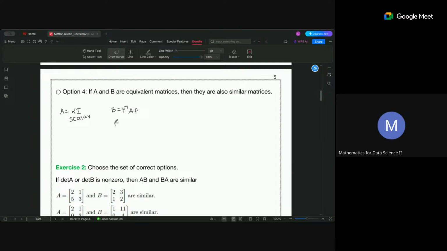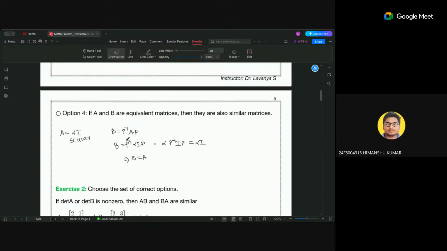Then your B is P inverse alpha I times P, and alpha is just a scalar, so you can bring it out of the matrix multiplication. So you will simply get alpha I. It means the only matrix which can be similar to any scalar matrix is itself. There cannot be a matrix which is non-scalar and similar to a scalar matrix. If a matrix A is scalar and there is another matrix B similar to A, then B should be equal to A. Got it?